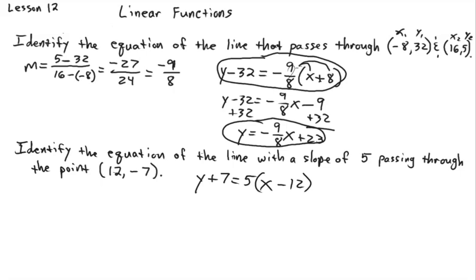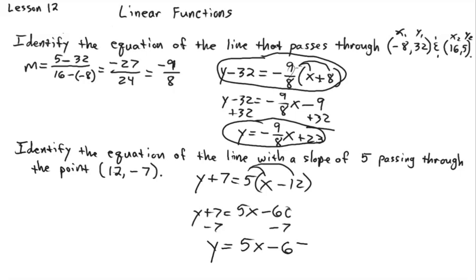Okay. Now we want to convert this into slope-intercept form, so we're going to distribute the 5 times x, 5 times negative 12. We get y plus 7 is equal to 5x. 5 times negative 12 is negative 60. And now we're just going to subtract 7 from both sides. And we're going to have y equals 5x minus 67. And there's our slope-intercept form.